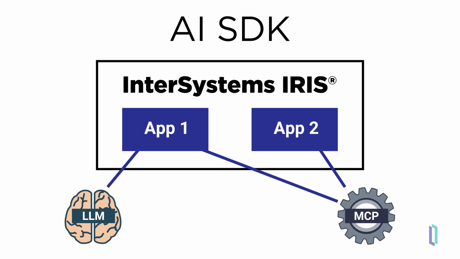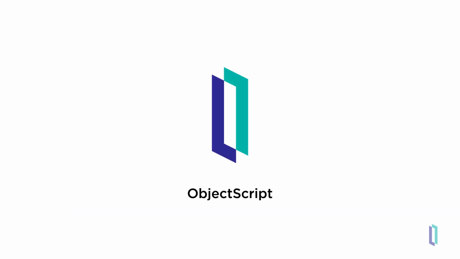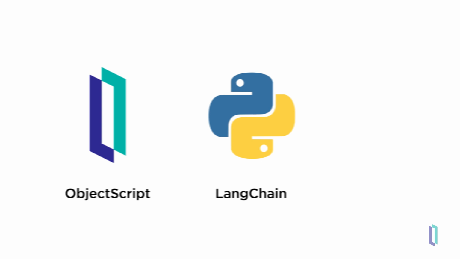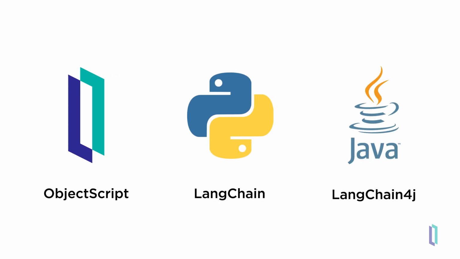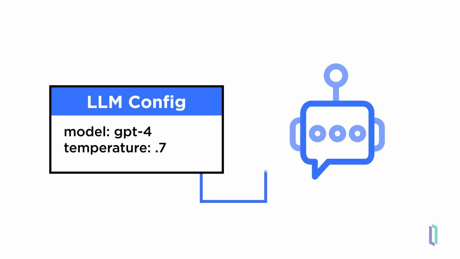When developing AI applications on InterSystems IRIS, you can then call out to these tools using your preferred programming language. In ObjectScript, a new set of intuitive classes lets you build AI agents natively. Alternatively, you can use LangChain for Python or LangChain4j in Java. For example, you could use a stored LLM configuration in an AI chatbot you coded with LangChain.